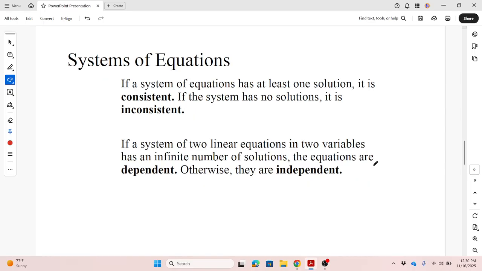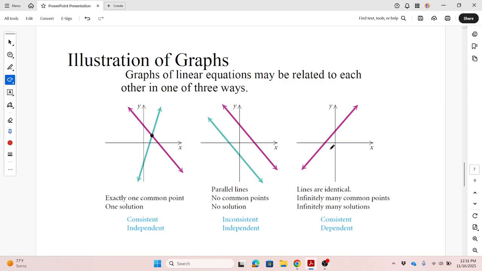If you can find at least one solution, then that system is called consistent. If the system has no solution, then that system is called inconsistent. Sometimes you might have one solution, or infinitely many solutions, or no solution. If a system of two linear equations in two variables has infinitely many solutions, the equations are dependent, meaning they are the same equation. Otherwise they are independent. So these are the three situations.